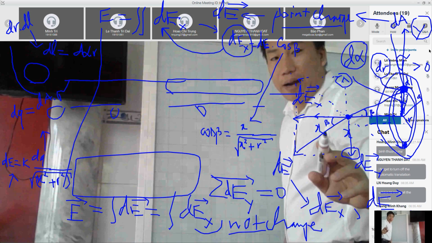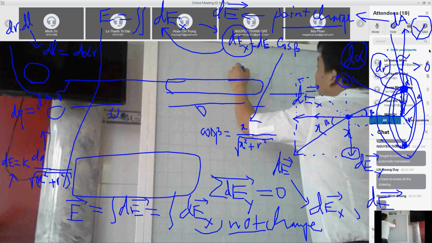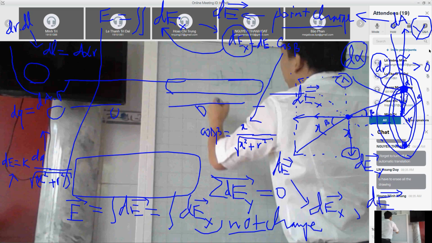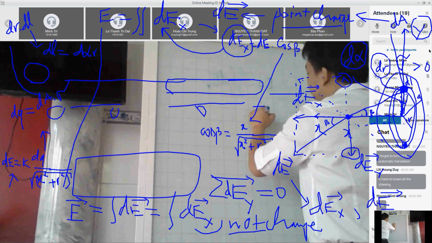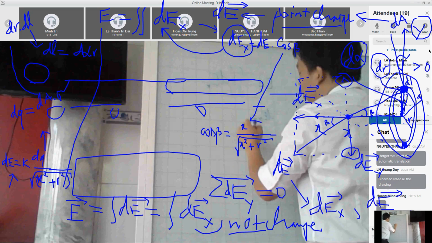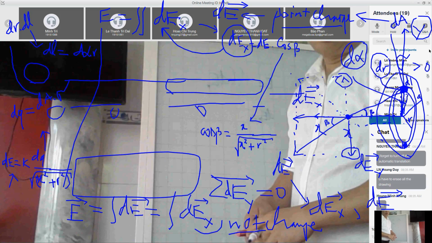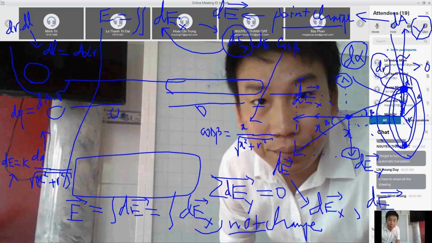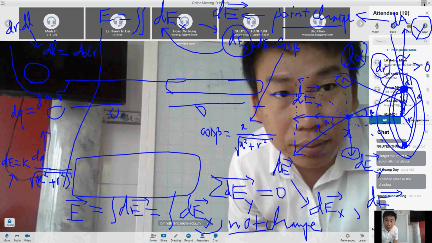So previously we already have the equal into two layers into current dE x, right? We already have dE x equal. Oh, that's not good. Okay, thank you for letting me know.